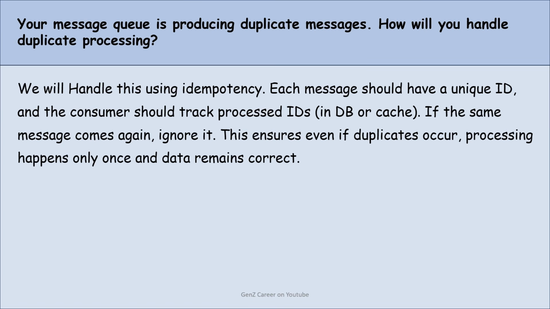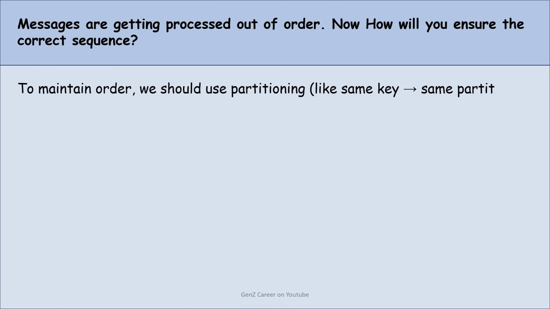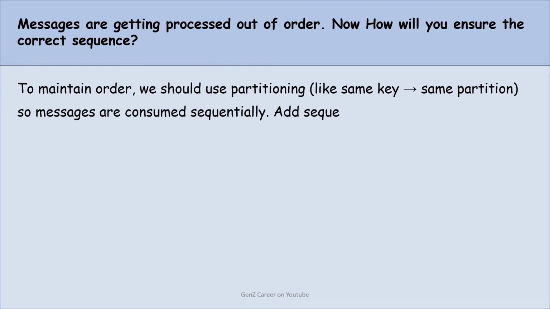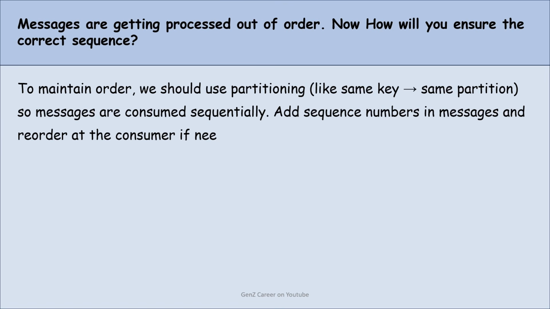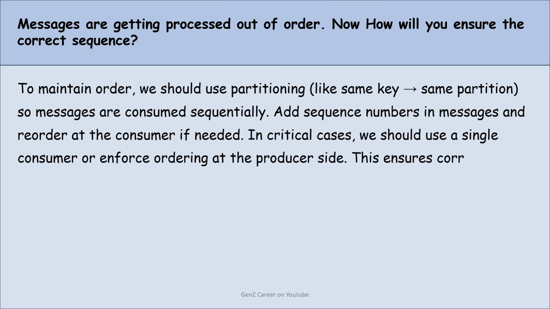Next question is, messages are getting processed out of order. Now how will you ensure the correct sequence? So basically to maintain order we should use partitioning, like the same key to the same partition, so messages are consumed sequentially. Add sequence numbers in messages and reorder at the consumer if needed. In critical cases we should use a single consumer or enforce ordering at the producer side. This ensures correct sequence processing. Are you getting my point?